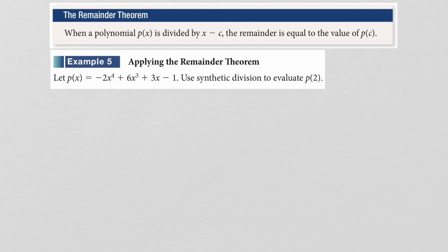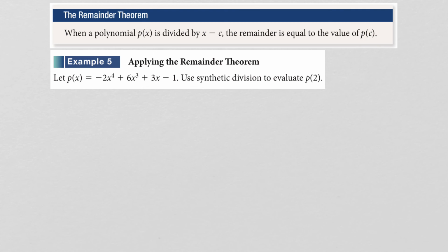Now let's take a look at a very interesting theorem. This is called the remainder theorem. And it says that when you have a polynomial p of x and you divide it by x minus c, the remainder is equal to the value of p of c. So the remainder when you divide it by x minus c is equal to the value of plugging c into the function.